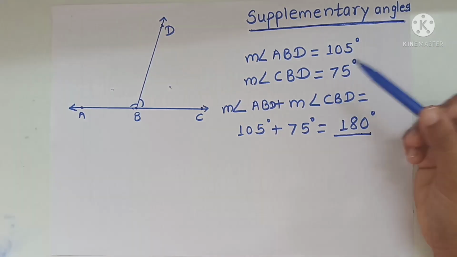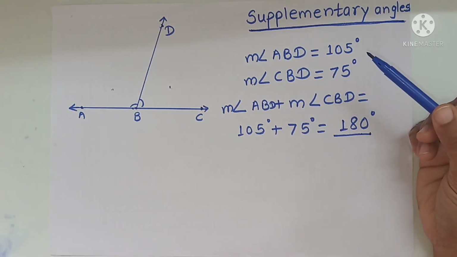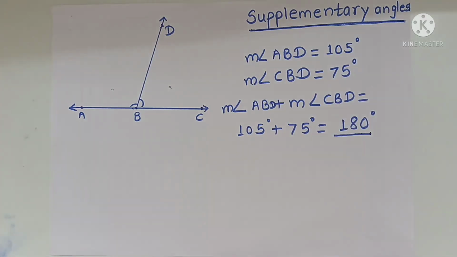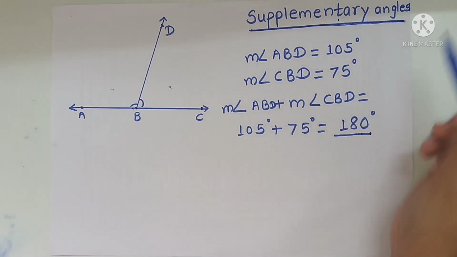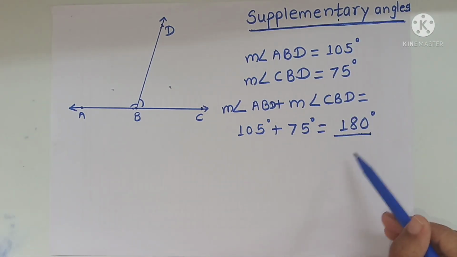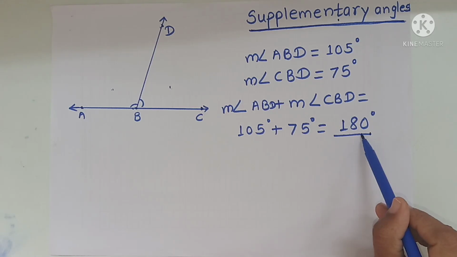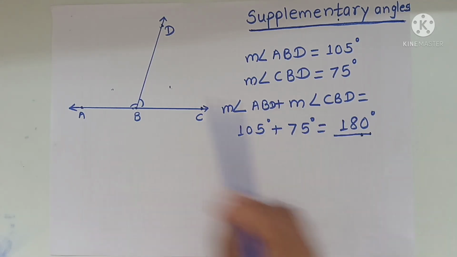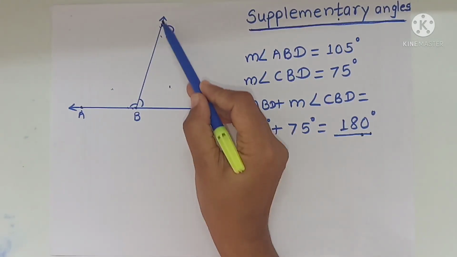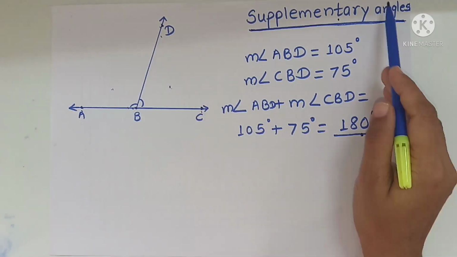In the last video we have learned complementary angles in which the sum of measures of two angles is 90 degree, and in supplementary angles the sum of the measures of two angles is 180 degree. Now angle ABD and angle CBD are supplementary angles.